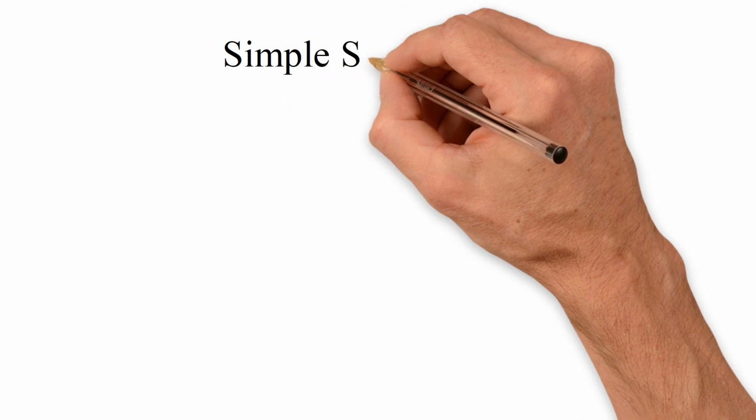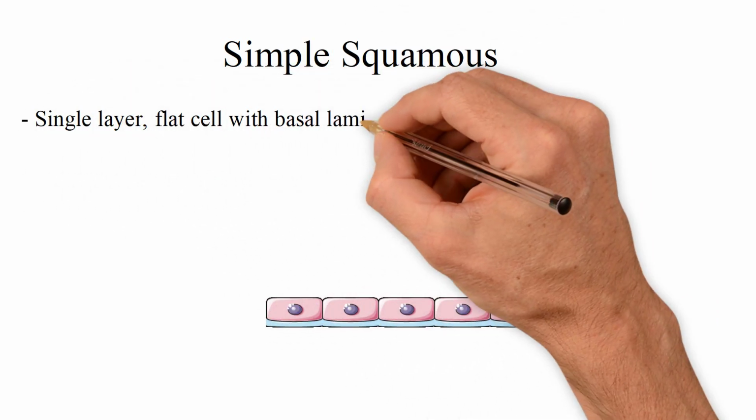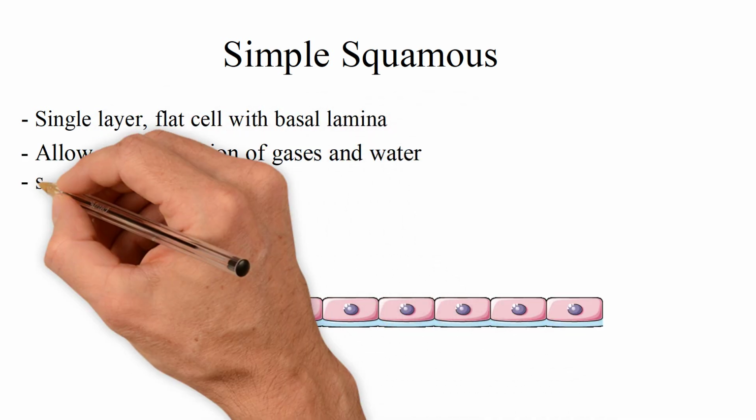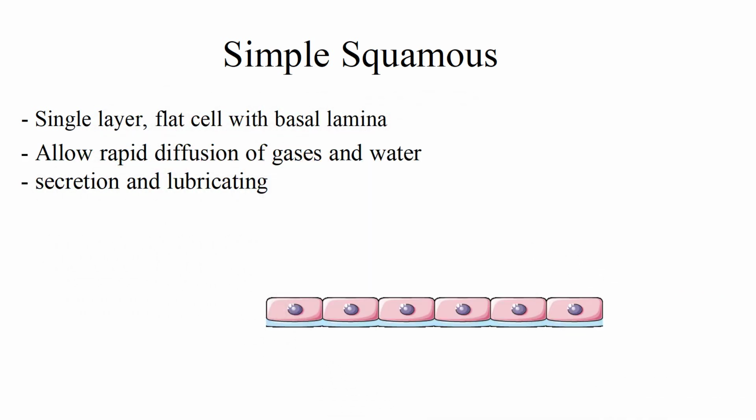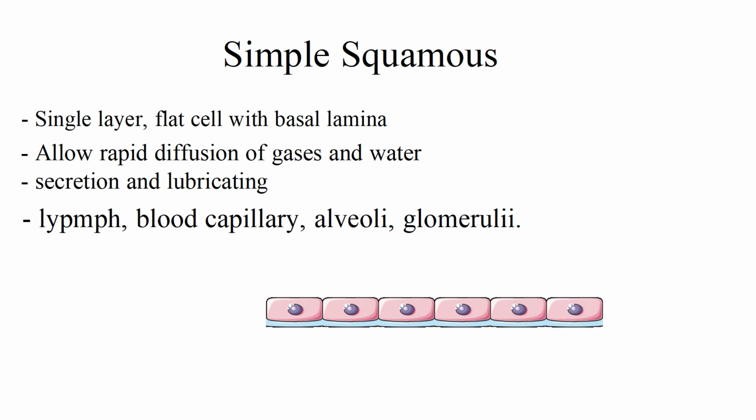Simple squamous epithelium is made up of a single layer of flat cells with basal lamina. It allows the rapid diffusion of gas and water, and its main function is secretion and lubrication. It is present in the lymph vessels, blood capillaries, alveoli and glomeruli.